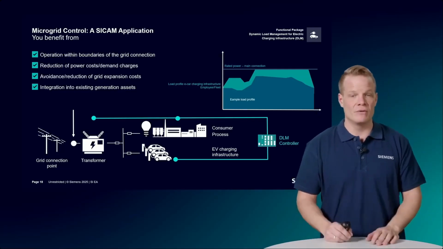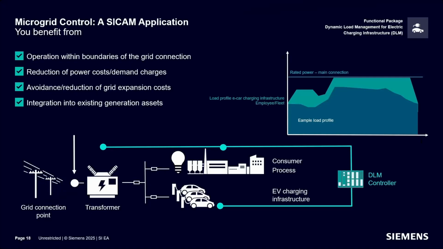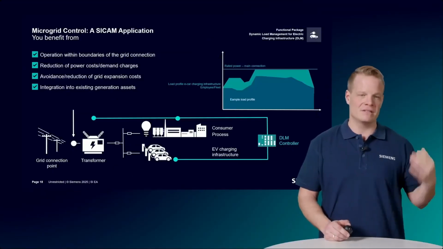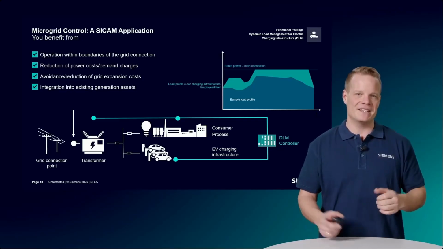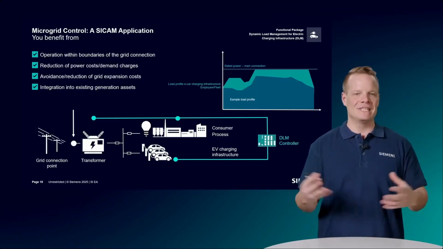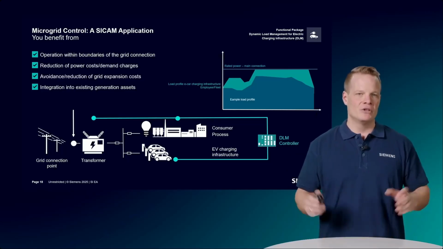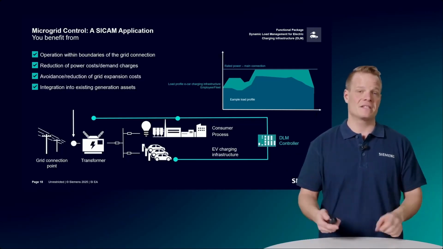The reduction of demand charges is also one benefit, as you avoid these peaks in charging. And also the grid extension is avoided in the best case. Plus, we can also combine this use case, this functional package, with some other functions. For example, you can make this limit dynamic by combining this DLM controller with a microgrid controller. The microgrid controller will then calculate the dynamic limit for this DLM solution. And it's a perfect fit. It allows really the highest efficiency in combining these use cases, these functional packages and these controllers.